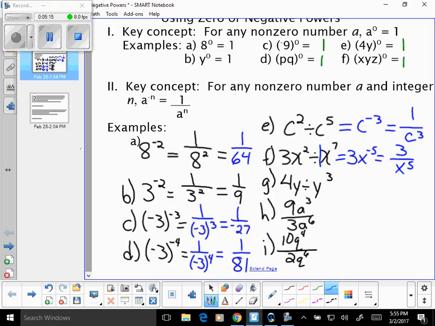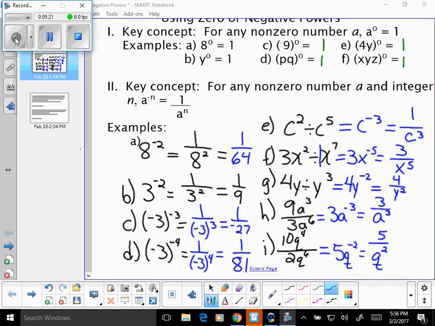See if you can finish out examples G, H, and I. And here are the answers for examples G, H, and I: 4 over y squared, 3 over a cubed, and 5 over q to the 2nd power.